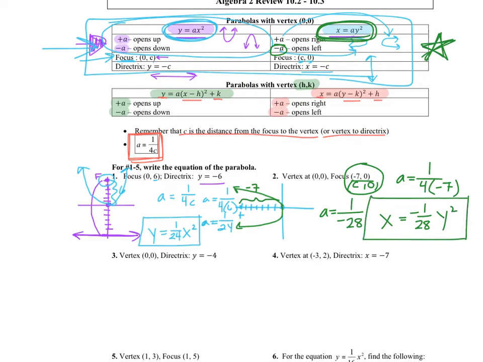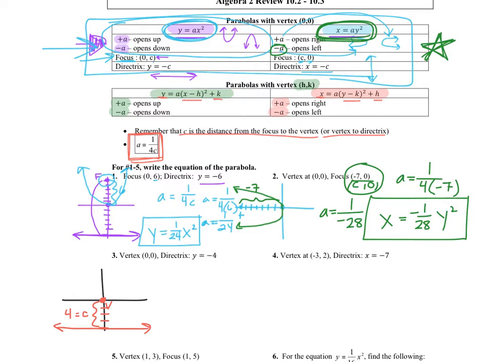Okay. Number 3. So this one, again, vertex at 0, 0, so you're still using that top set of information. And then your directrix is y equals -4. So if we set up a graph, just for a visual here, our vertex is 0, 0. And then directrix is y equals, that's a horizontal line, at -4. 1, 2, 3, 4. So here's my directrix, okay? That means this distance, that's my C. C is going to have a length of 4 for this, okay?